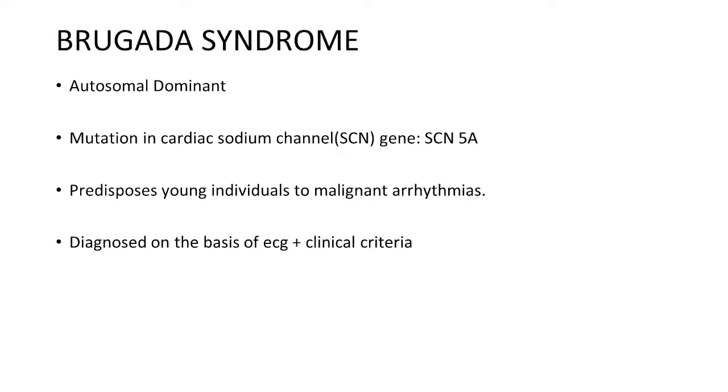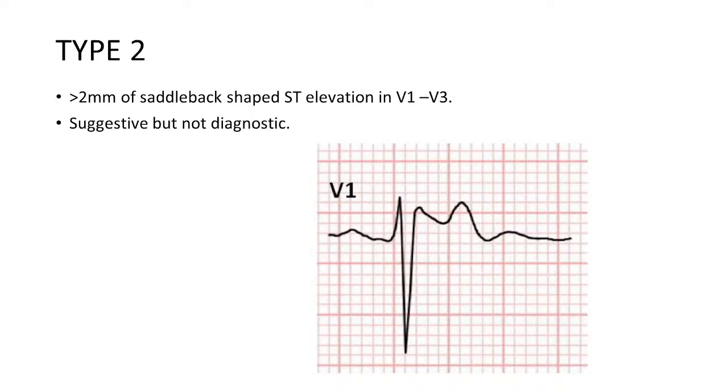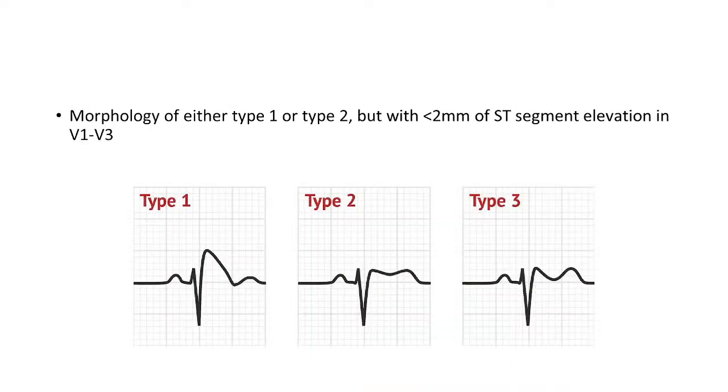Earlier, the diagnosis was based on ECG and clinical criteria, so we will look at them now. As the ECG showed, type 1 has coved ST segment elevation, with a cutoff of more than 2 mm in at least 1 lead of V1 to V3 with T wave inversion. Type 2 is saddleback ST elevation, again more than 2 mm in V1 to V3. It is suggestive of Brugada, but not diagnostic. Only type 1 is a diagnostic ECG pattern. Type 3 is a mix of type 1 and type 2, but with less than 2 mm ST elevation, whereas the other types have more than 2 mm.